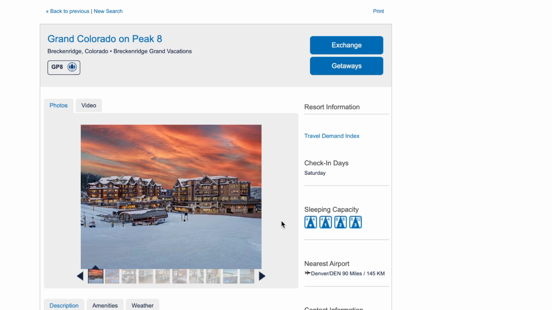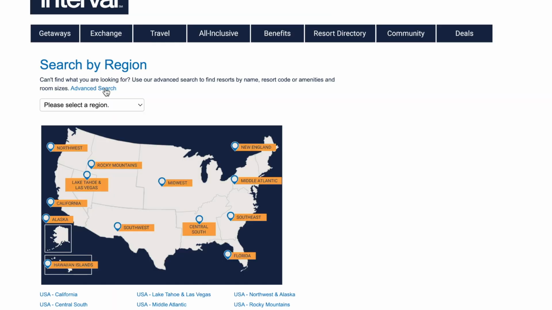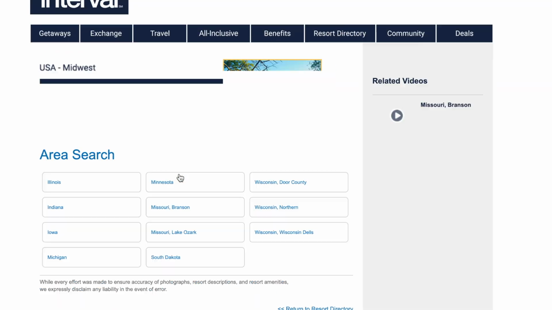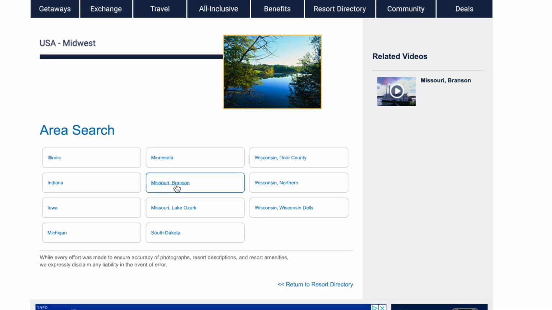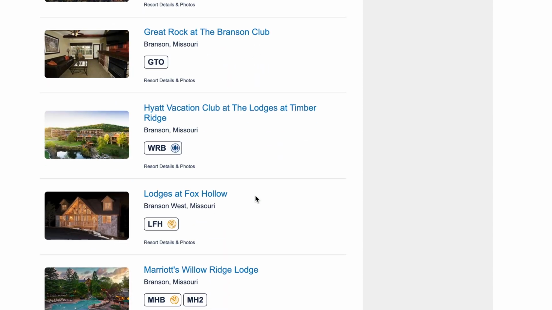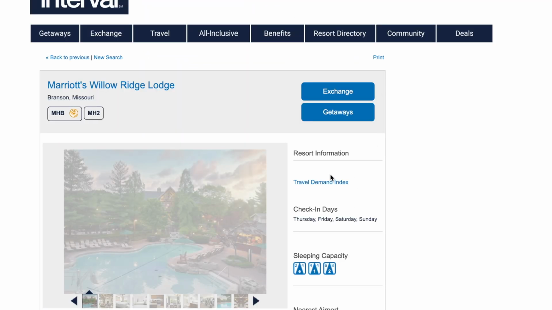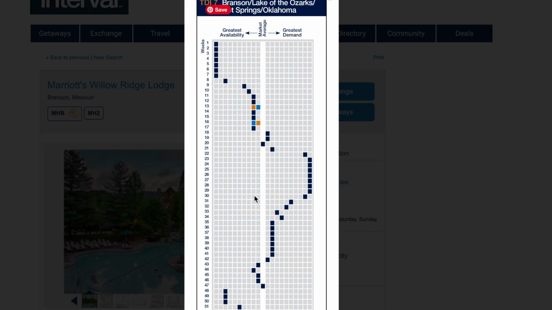So the first thing you want to do is go to the resort directory. And you want to go to your actual resort. I'm going to look at Branson, Missouri, because I have a week there. And I am going to look up its Travel Demand Index. So you can see here in Branson, the first 7 weeks of the year, it has huge availability. The greatest demand is in the summer months.